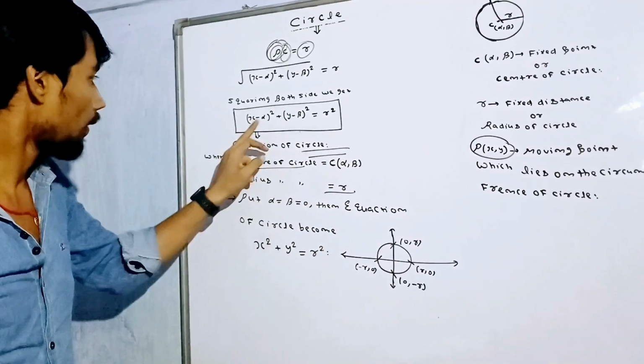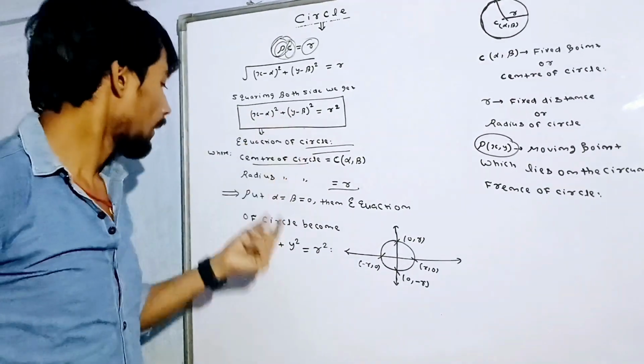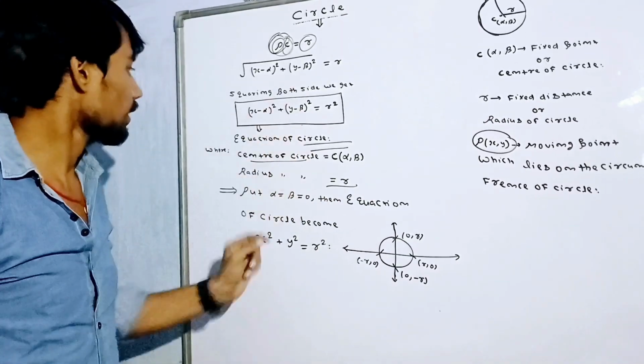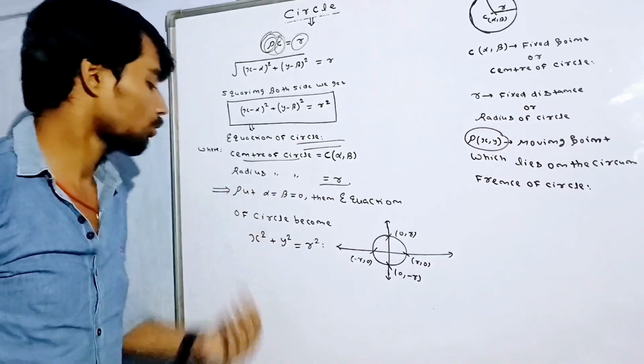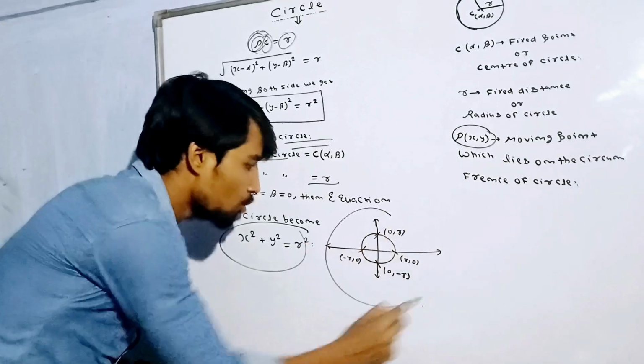Now we put alpha equal to 0 and beta equal to 0 here. Then we get the equation of the circle as x square plus y square is equal to r square, and it is the geometrical form of this.